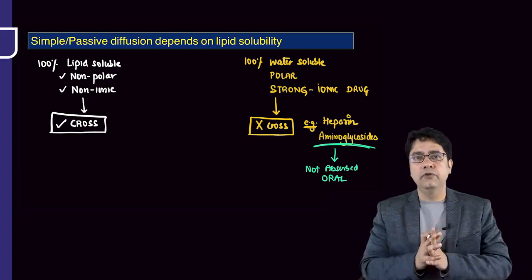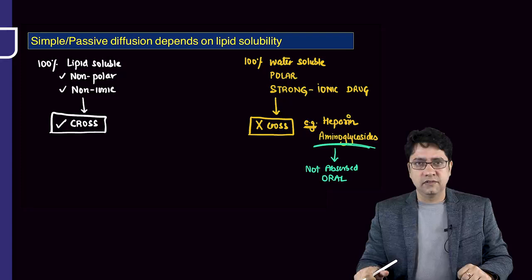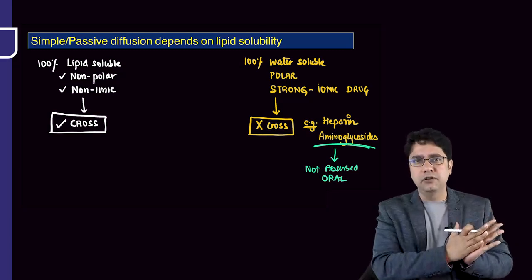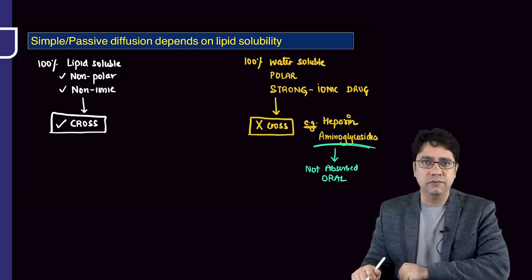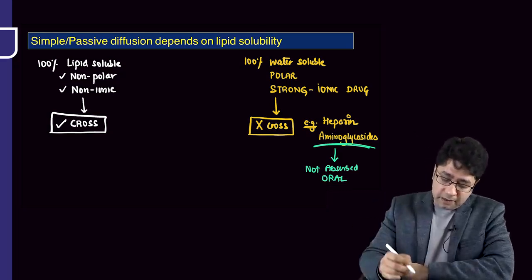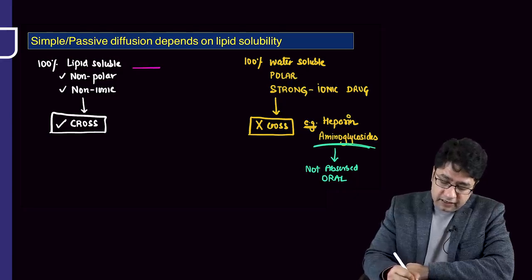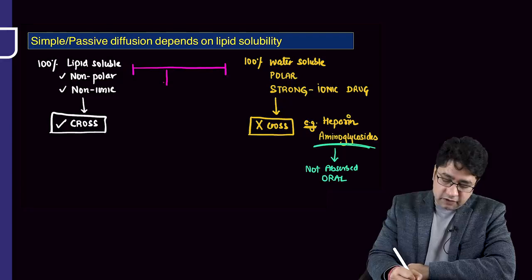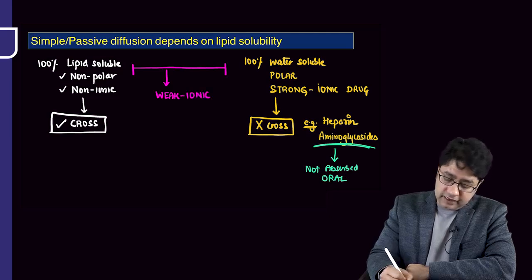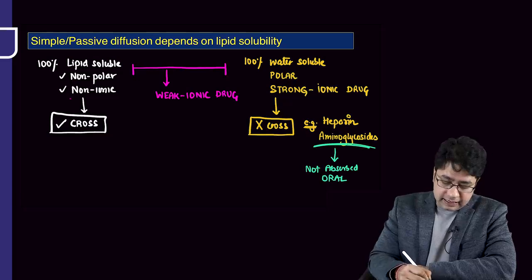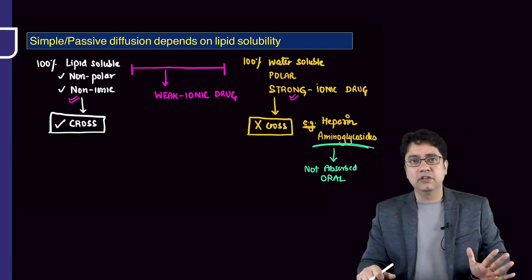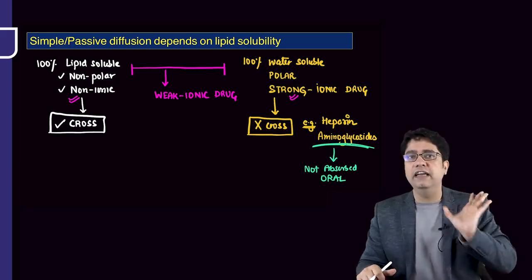But beta, what I have told you are very ideal conditions. Remember, most of the drugs we have in nature are not 100% lipid soluble, and they are not 100% water soluble. Most of the drugs lie between a range, and we call these drugs weak ionic drugs. Why do we call them weak ionic drugs? The reason is very simple. They are neither non-ionic nor strong ionic. So they lie in between, hence we call them weak ionic drugs.